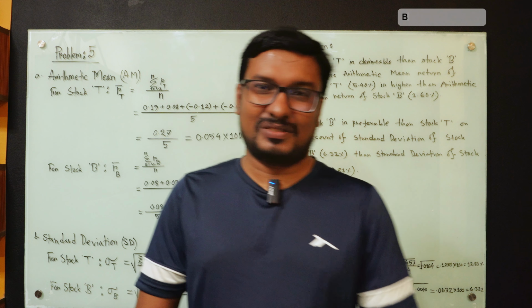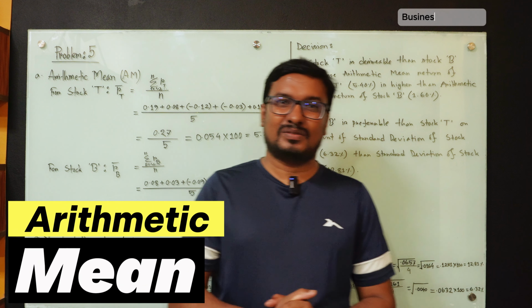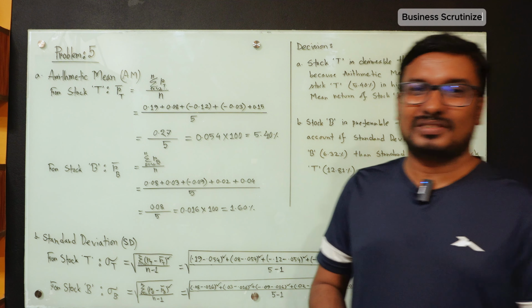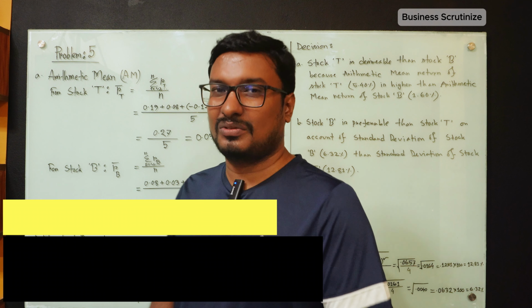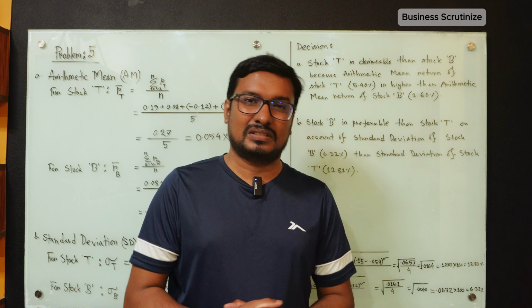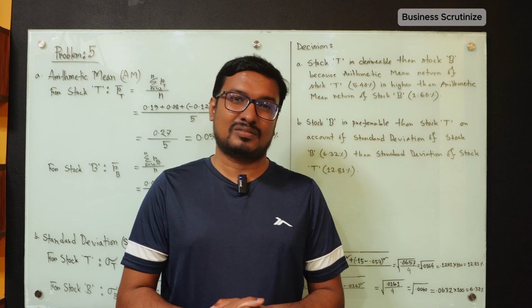In problem number 5, we have to compute a number of requirements. First, we have to compute the arithmetic mean. The very next requirement, we will see how to measure the standard deviation, and then we will compute the coefficient of variation, and the last requirement is to compute the geometric mean of two stocks, stock T and stock B.